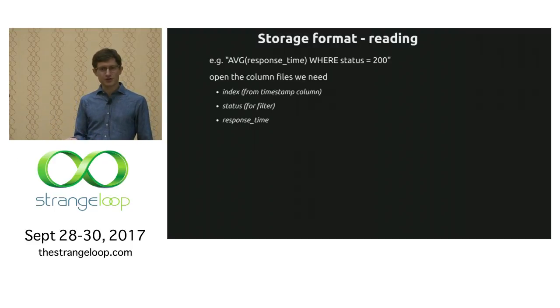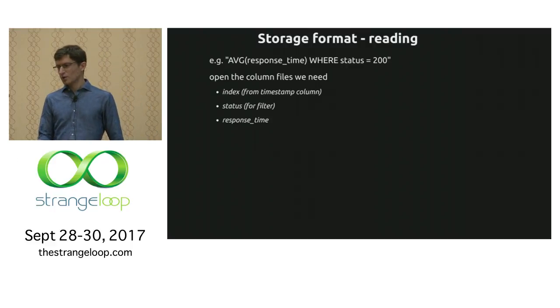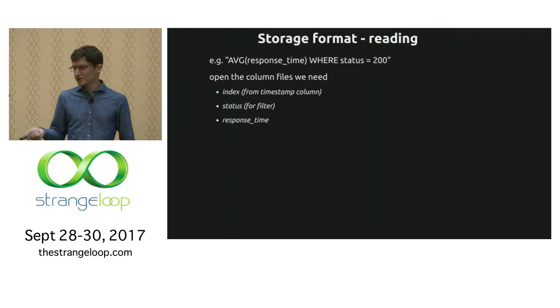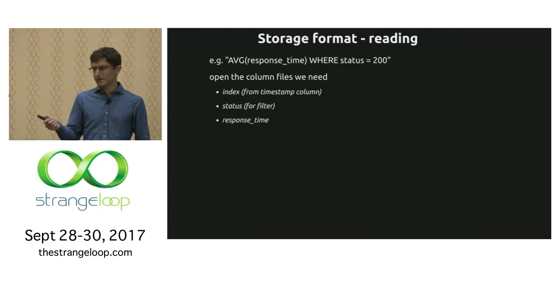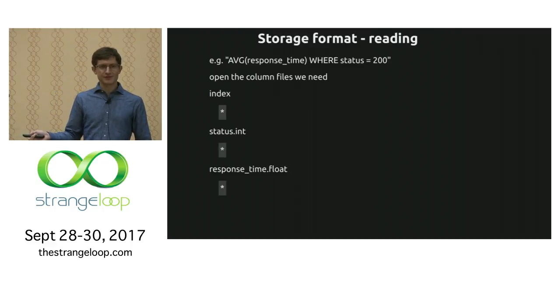So first, we need to open the files that we want to read. Well, we can figure out what files we're going to need by looking at the query that we're trying to run. So we're going to need the index file, because we always need the index file, we need to know what events there are, otherwise known as the timestamp column. We're going to need status because that's what we're filtering on. So we need to check if the events meet our query. And we're going to need the response time column. So let's open all those files.